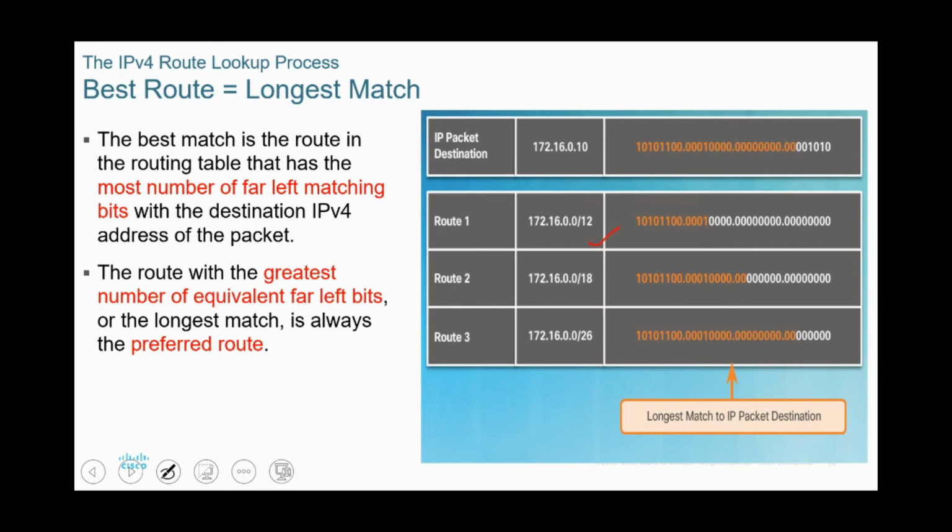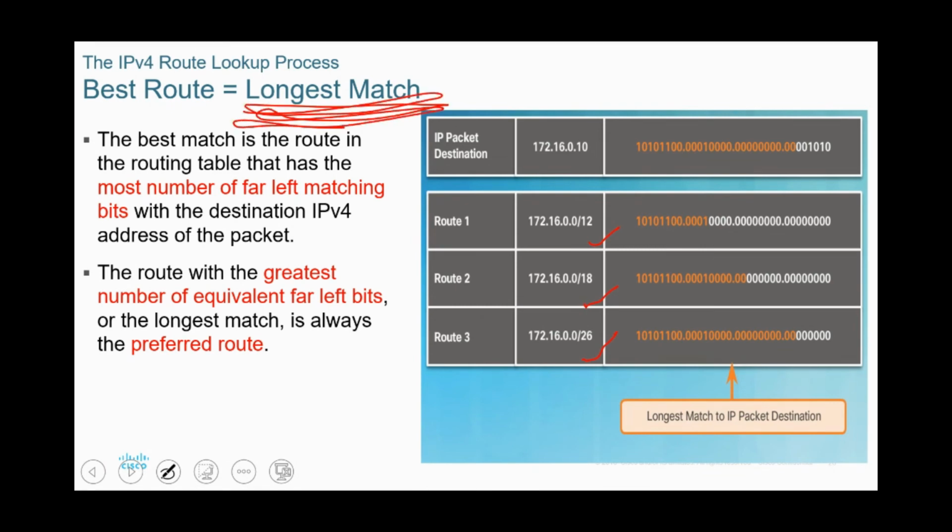172.168.0.0/12. Route 2 will have 172.168.0.0/18. Route 3 will have 172.168.0.0/26. Now, if you look at the one highlighted in orange, the router will have 3 routes to reach the destination of 172.168.0.0. But which one will be the preferred route that the router is going to store in the routing table?